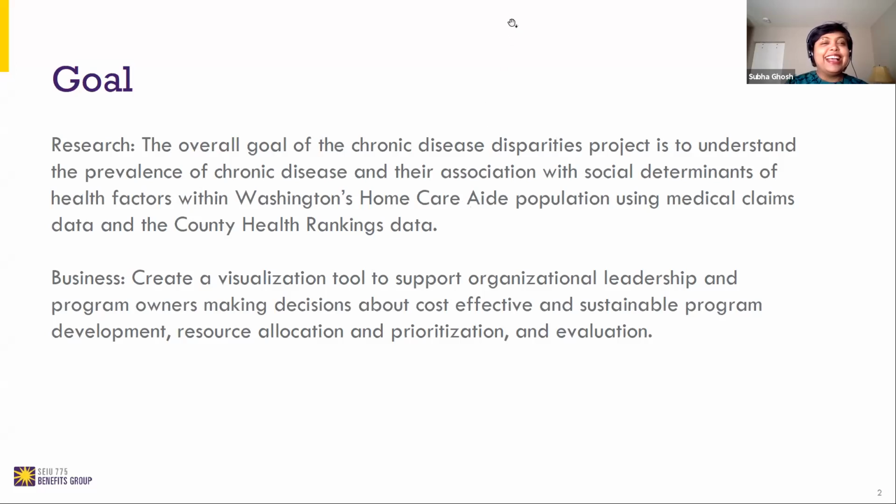Okay, so what is the goal of this work? The goal of this work is first to understand the prevalence of chronic disease in the population of home care workers, and also to find out what the relationship of these chronic diseases is with the various social determinant factors that are leading to disparities in health outcomes. And we specifically focus on Washington's home care aides because that's the population that our organization supports.